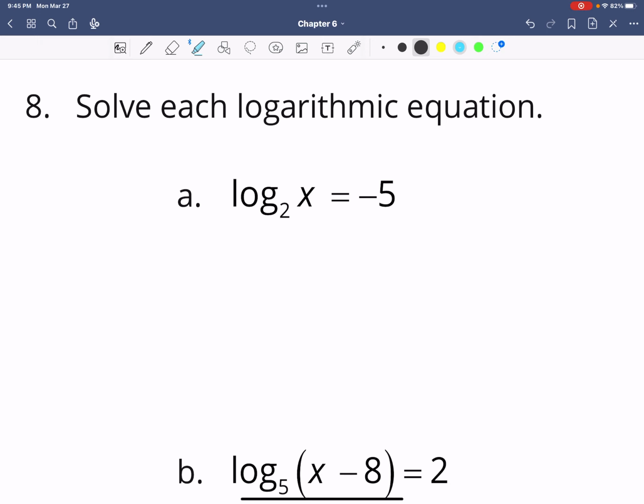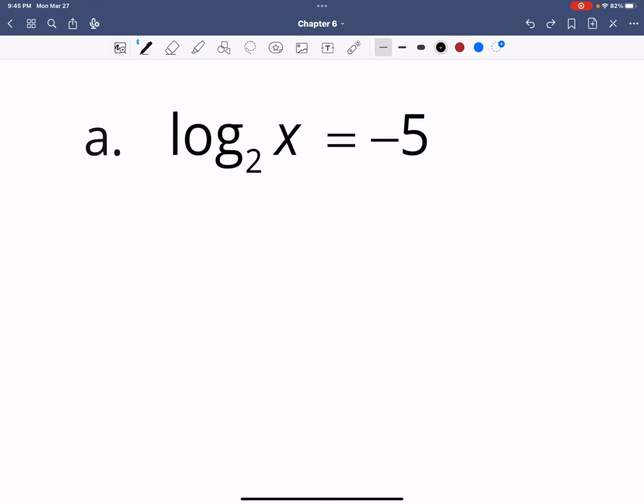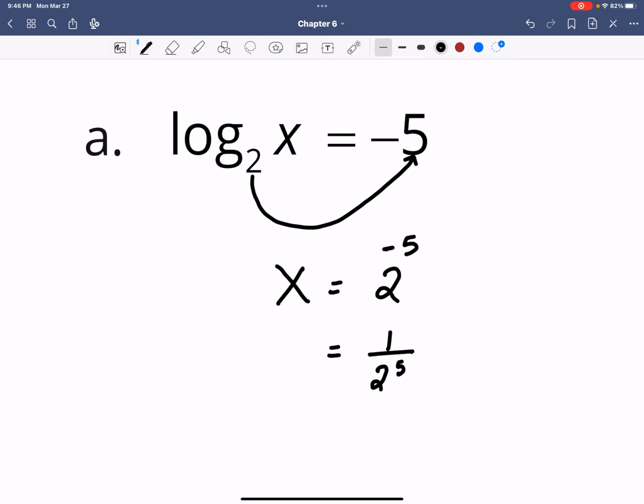So here the log is a single log and the log is by itself. That's equal to -5. The way I can solve this is by simply changing it to exponential. Remember how I change it to exponential? Draw an arrow from the base to the other side. So what happens is the 2 goes and kicks the 5 and I'm left with x. x is equal to 2 to the power -5. 2 to the power -5 is 1 over 2 to the power 5, which is 1 over 32.